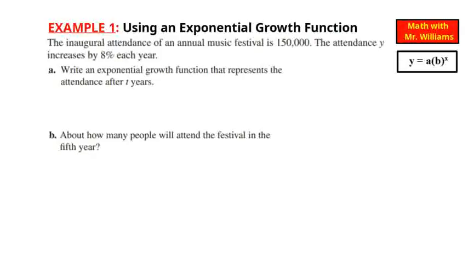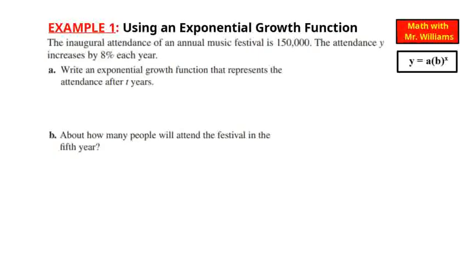Example 1, using an exponential growth function, Math with Mr. Williams. The inaugural attendance of an annual music festival is 150,000. The attendance y increases by 8% each year. Write an exponential growth function that represents the attendance after t years.